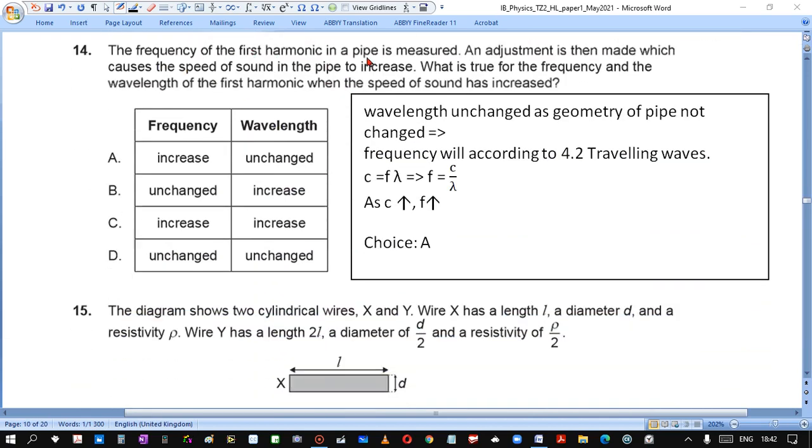The frequency of the first harmonic in a pipe is measured, and an adjustment is then made which causes the speed of sound in the pipe to increase. What is true for the frequency and the wavelength of the first harmonic when the speed of sound is increased? Wavelength is unchanged as the geometry of the pipe does not change. Hence frequency, according to booklet 4.2 traveling waves, the wave equation, we rewrite for frequency. So as speed increases, frequency increases. So wavelength unchanged, frequency increases. Choice A.